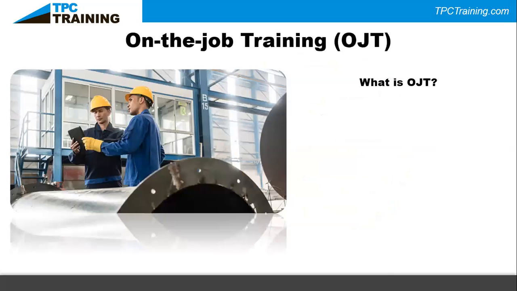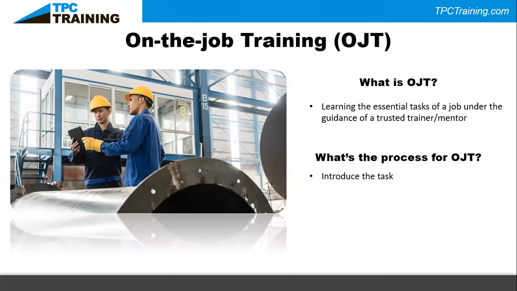So on-the-job training, which we're going to call OJT throughout the rest of this webinar, is really that learning of the essential tasks of the job under the guidance of a trusted trainer and mentor. And that really is a hands-on proposition. You're on the job. Okay, here's how to start up this machine. All right, now it's time for you to practice it yourself. That's really what on-the-job training is about. So usually you're introduced to the task, why you do it, what's the importance of it. And then you start practicing that task yourself.